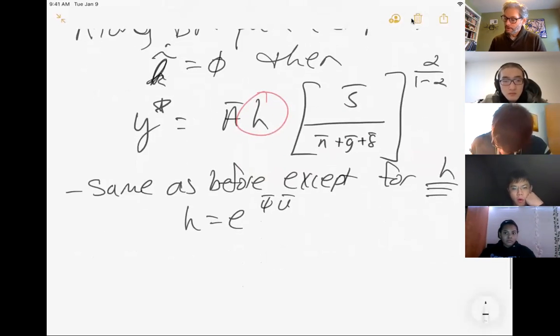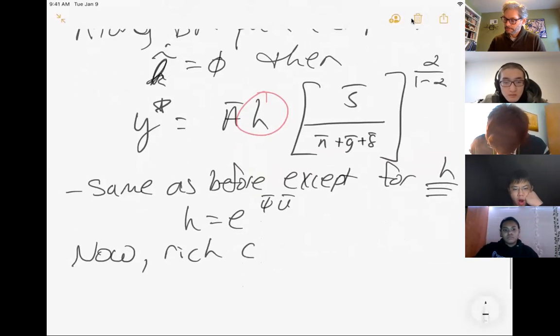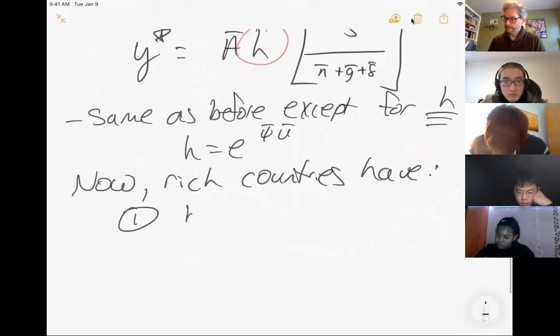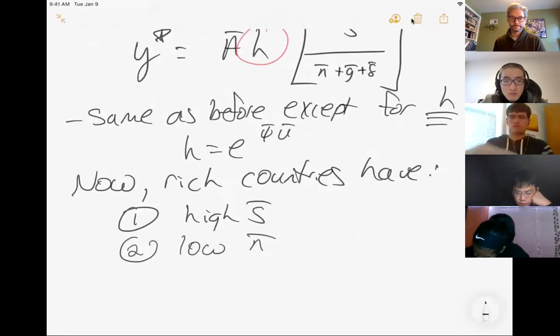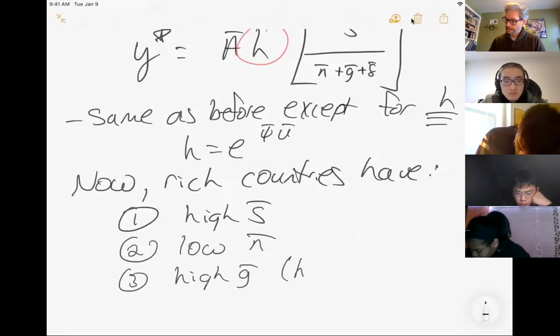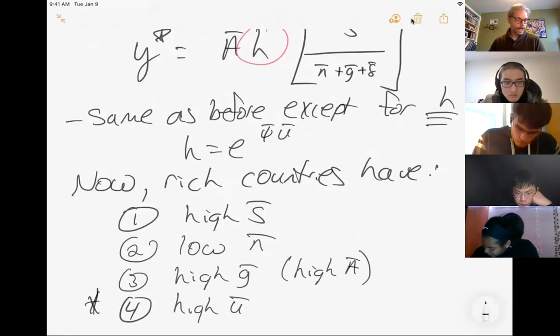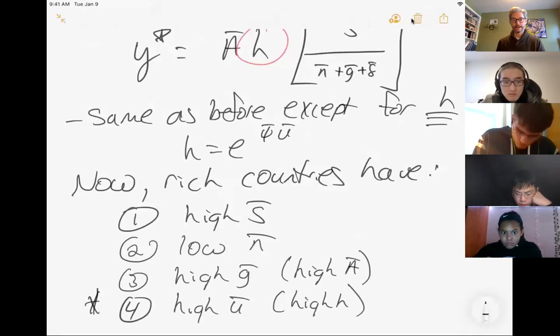Okay? So now, what makes a country rich? Just like before, they have high S, they have low N, they have high G and high A. And now there's a new thing that makes a rich country rich: high U and high H. We've just added another factor that makes rich countries rich.